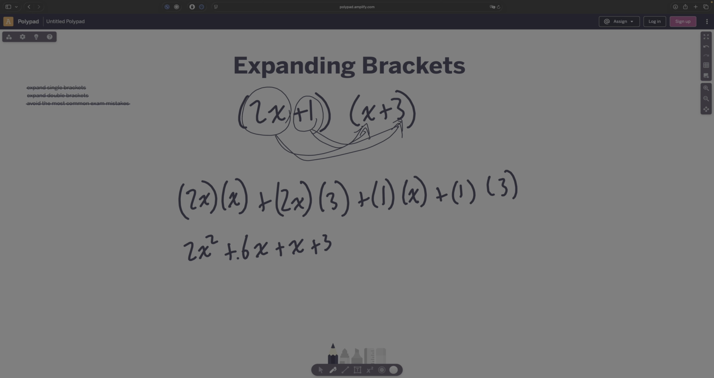Finally, a very important step is adding like terms. 6x plus x is 7x. And then we write the rest of our terms. 2x squared plus 7x plus 3. This is our final answer.